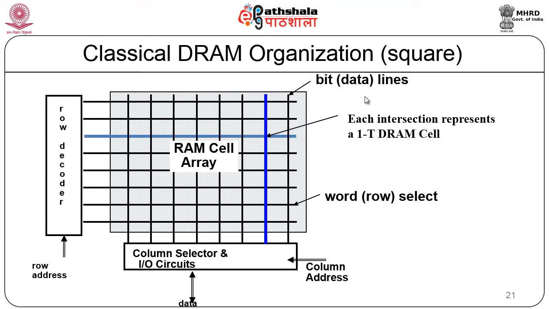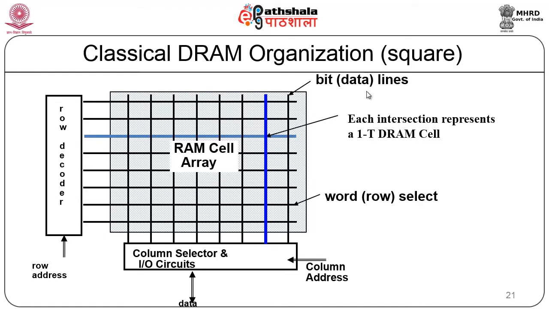So, this shows a two-dimensional array of cells, and you have a row selector which comes from the row decoder, and you have a column selector which comes from the column decoder, and the intersection of the row and the column that is selected is going to be the cell that is being selected. So, your address is basically divided into two parts. One is the row address and the other one is the column address.